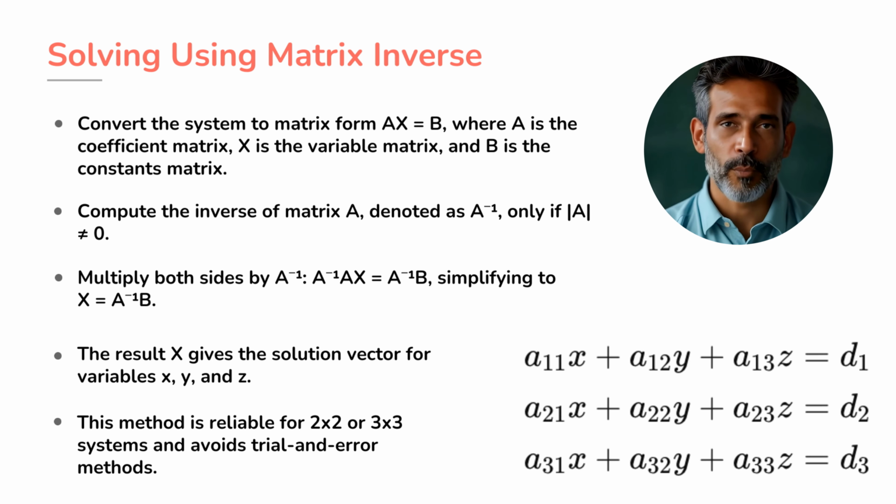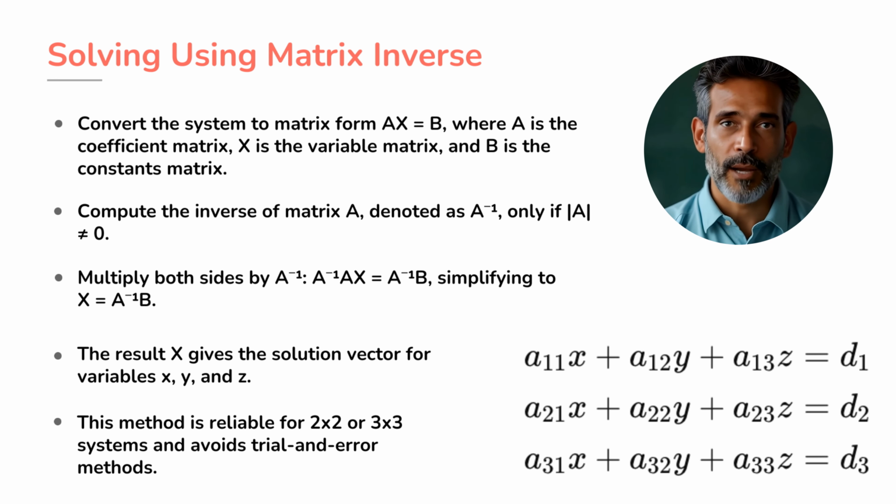Here comes the core method, solving using matrix inverses. Suppose we are given a system like a1 into x plus a2 into y plus a3 into z equals d1 and so on. We write it as a matrix equation A x equals b. Now, if mod A is not equal to 0, we find the inverse of matrix A, that is A inverse.